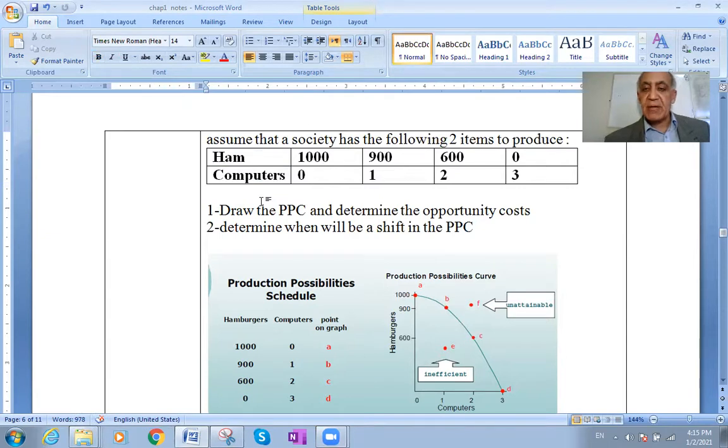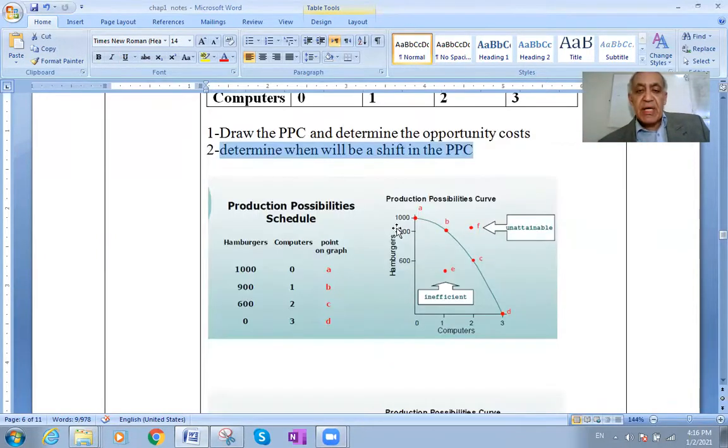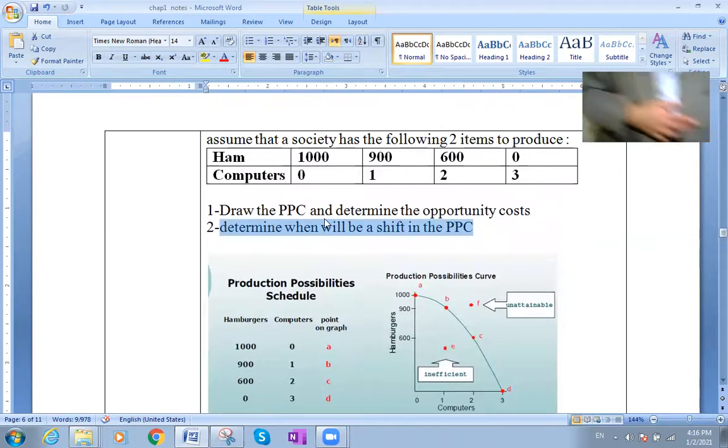Let's see now what I will do in this situation. This is all given data, and the question is: draw the PPC and determine the opportunity cost. Also determine when there will be a shift in the PPC. There are two kinds of shifts. Shift of the whole curve, or moving from a point to a point on the same curve. The whole curve will move when something changes, like technology or the resources are totally changed, a revolution. But moving from one point to another on the curve is another issue. Let's see how we will draw it and come to these topics one by one.